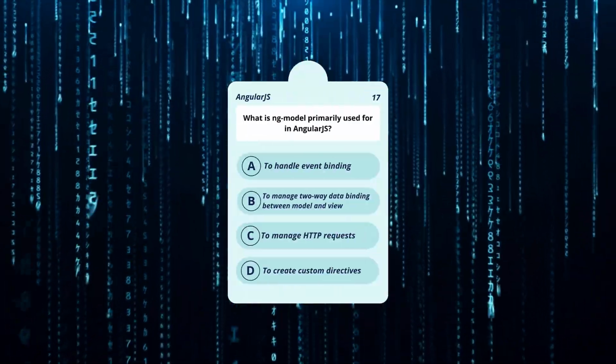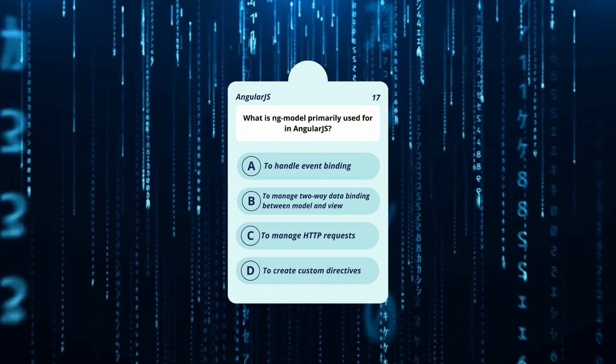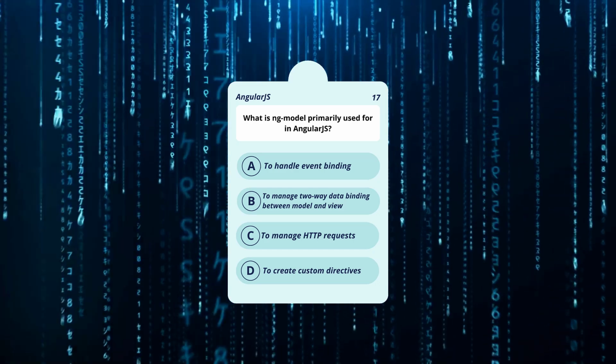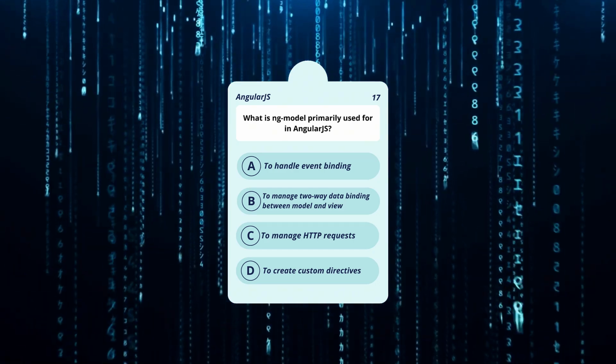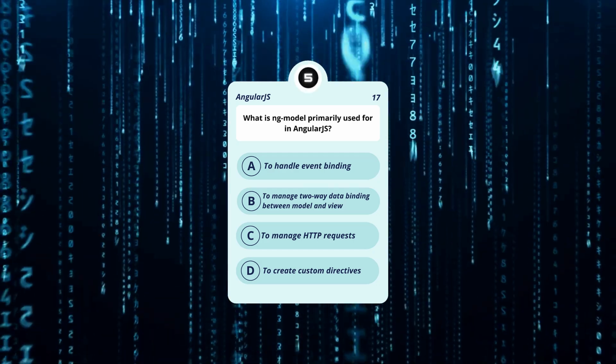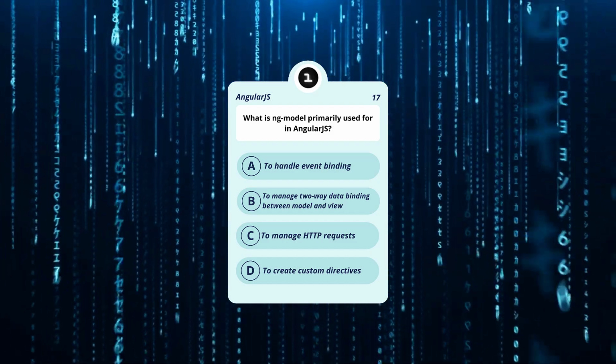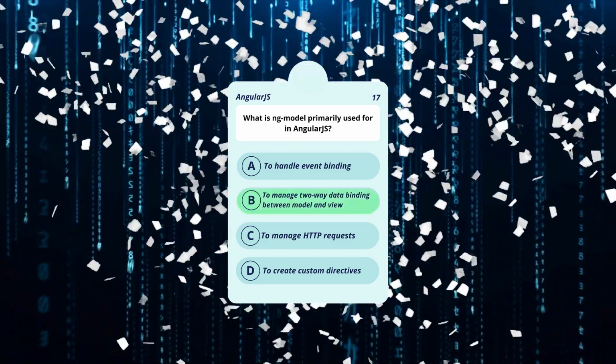What is ngModel primarily used for in AngularJS? A. To handle event binding. B. To manage two-way data binding between model and view. C. To manage HTTP requests. D. To create custom directives. Answer B.